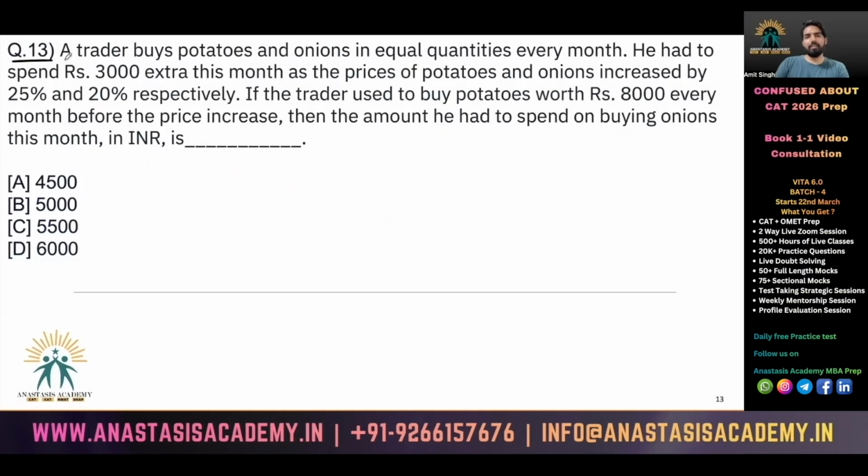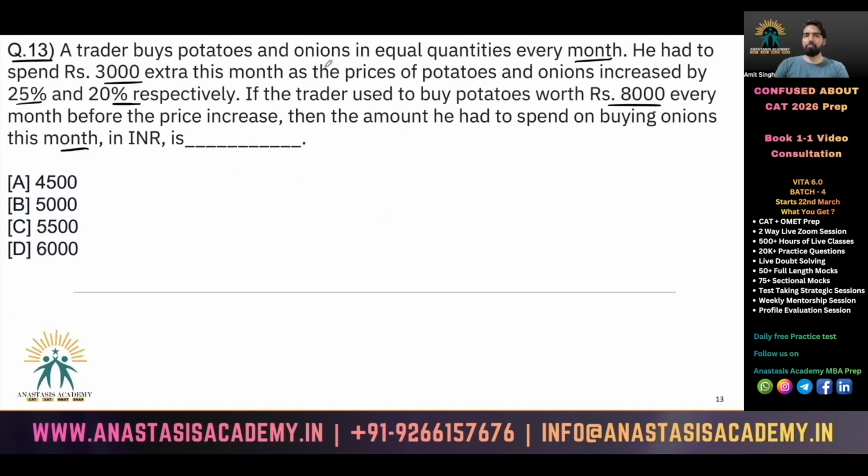Okay, let's look at this question. A trader buys potatoes and onions in equal quantities every month. He had to spend rupee 3,000 extra this month as the prices of potatoes and onions increased by 25% and 20% respectively. If the trader used to buy potatoes worth rupee 8,000 every month before the price increase, then the amount he had to spend on buying onions this month in INR is?